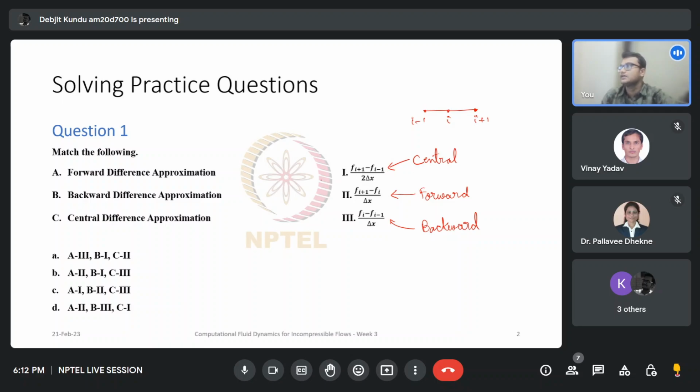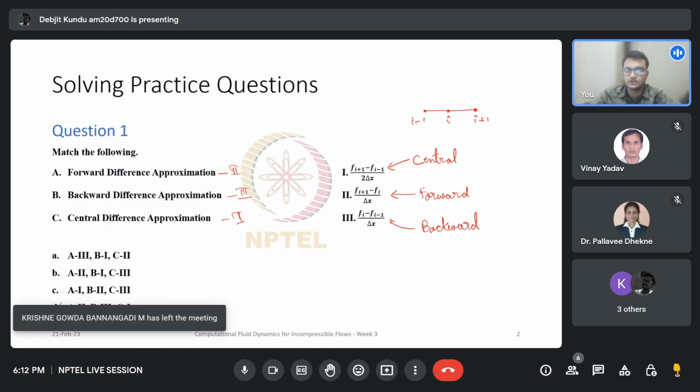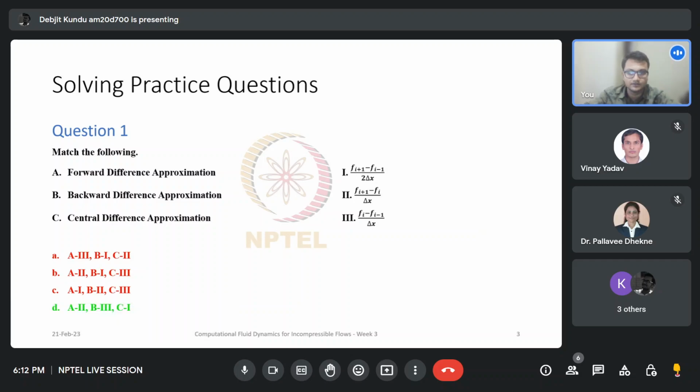So now let's match them correctly. Forward difference belongs to 2, backward is 3, and central is 1. So A2, B3, C1. Option D would be the correct answer. So let's look into the solution, and indeed option D is the correct answer.